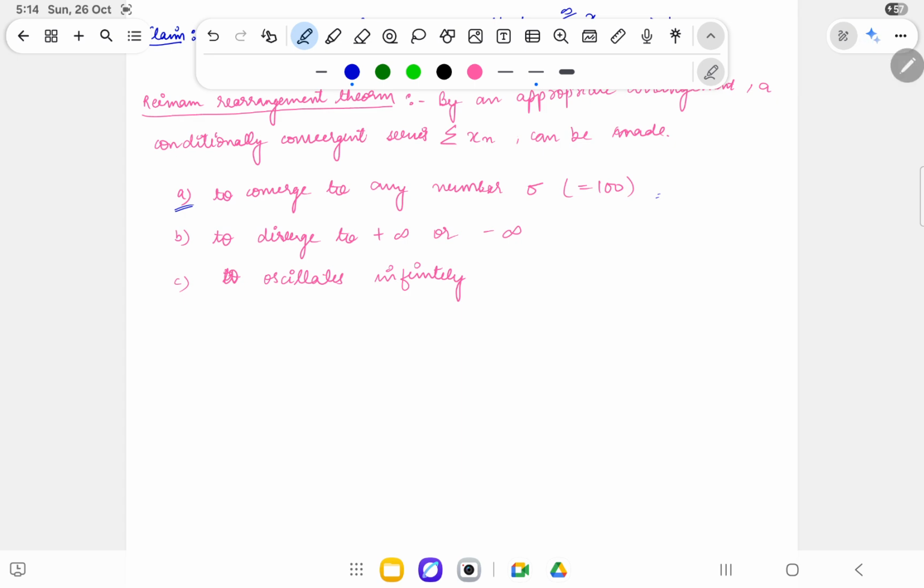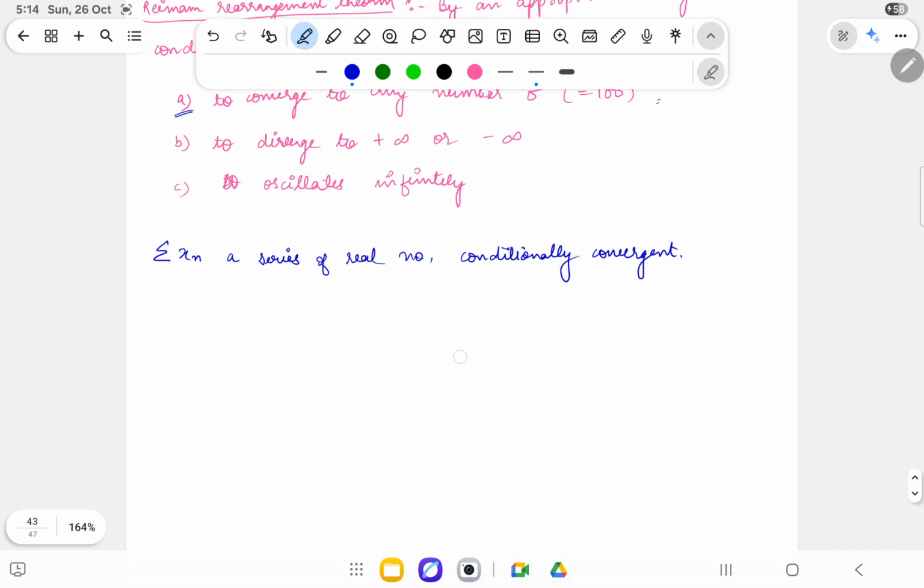Now if you observe, they have given us this series, that is summation xn, a series of real numbers, and it's conditionally convergent. That is also given to us in the question. Now since it is a series of real numbers, it contains both positive and negative terms. So what we'll do is we'll define two terms. Let's name them an and bn, which separately contain positive and negative terms.